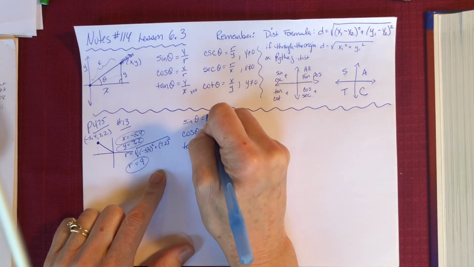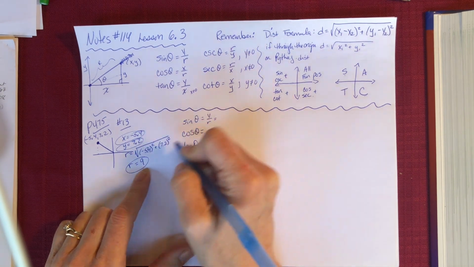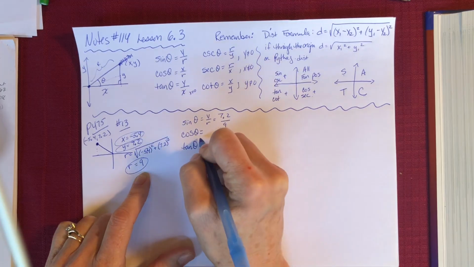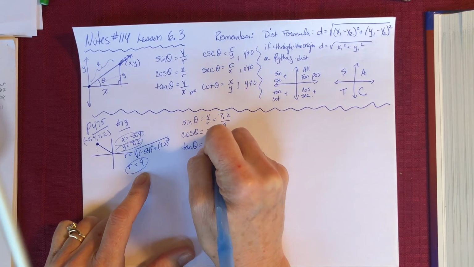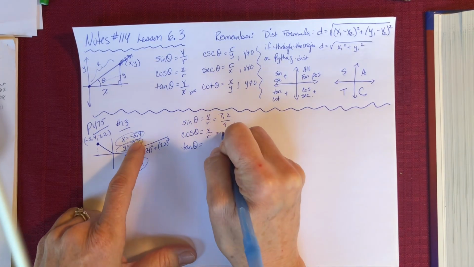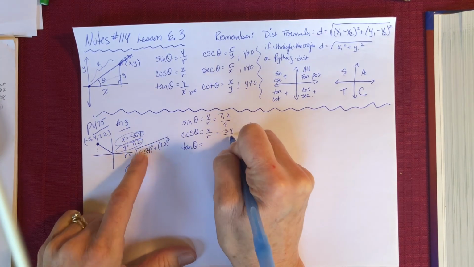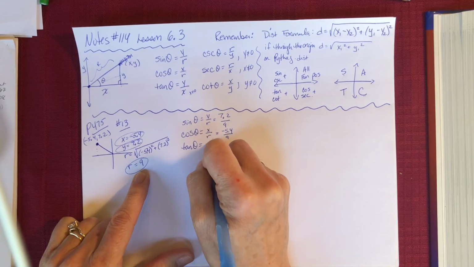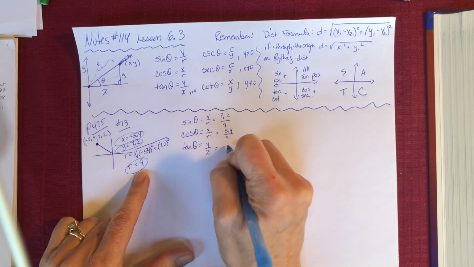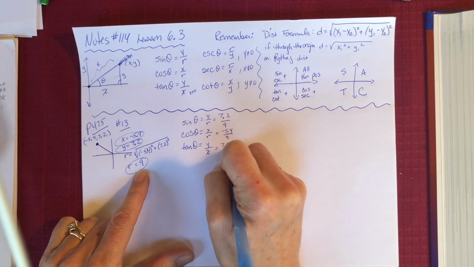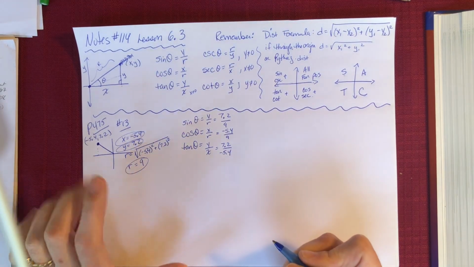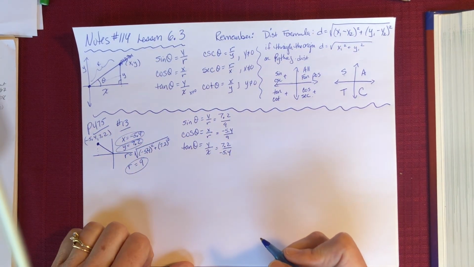Sine is going to be y over r. So in this case, I'm going to have 7.2 over my radius of 9. My cosine is going to be x over r. So that's going to be negative 5.4 over my radius of 9. My tangent is going to be my y over x value. So this is going to be 7.2 over my x value of negative 5.4. Friends, all I have left to do is reduce these fractions, okay?